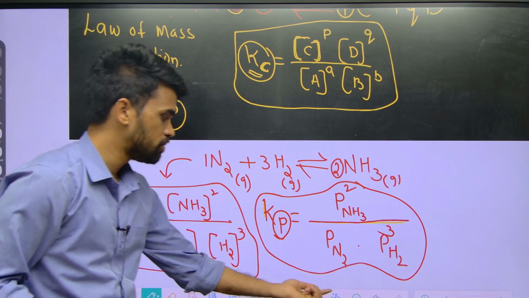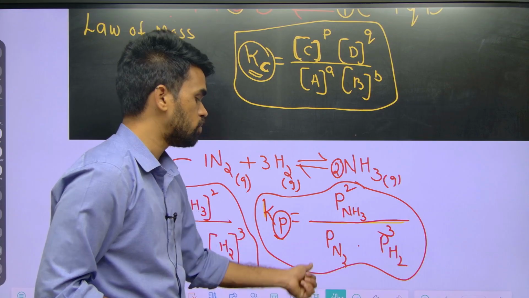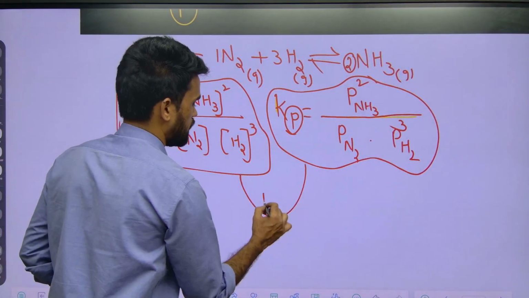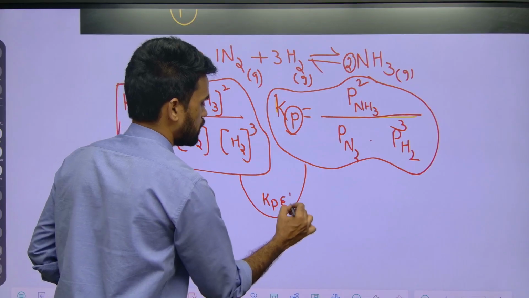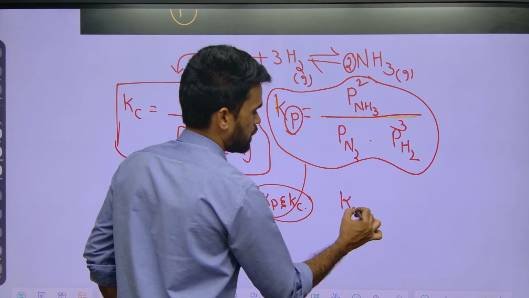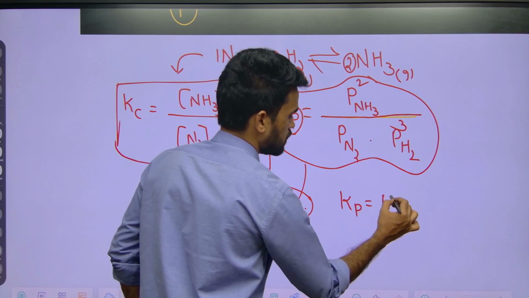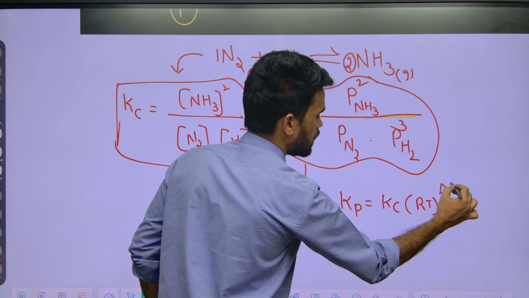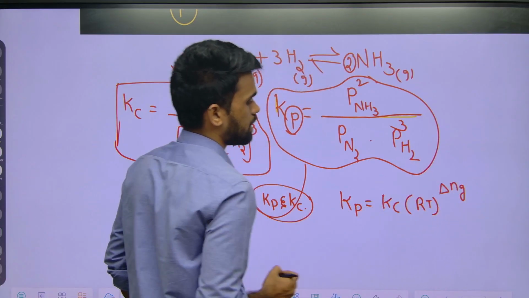of concentrations. So they will ask you now: how can you relate them? What is the relation between this Kp and Kc? This relation I am giving you here: Kp equals Kc into RT power delta Ng. What do we mean by delta Ng?